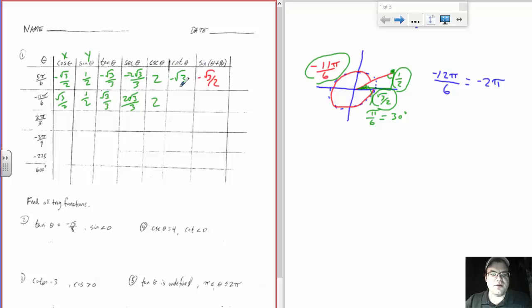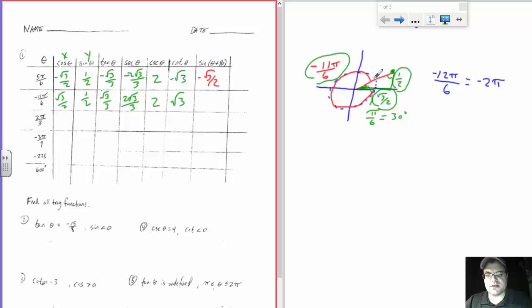Okay? And a lot of these answers will look very similar. They'll be off by signs, like you see here, and here as well. Sometimes they'll be the same. You just have to be careful what quadrant you're in. Cotangent is a reciprocal of tangent. We're going to flip this, and this is going to give me positive root 3.